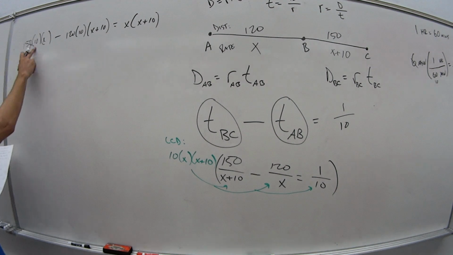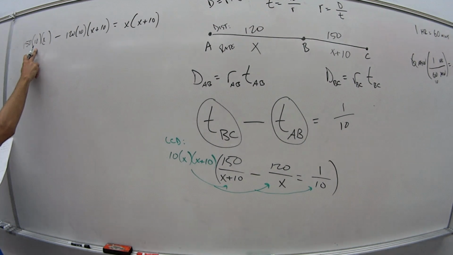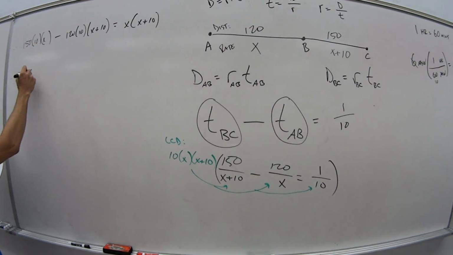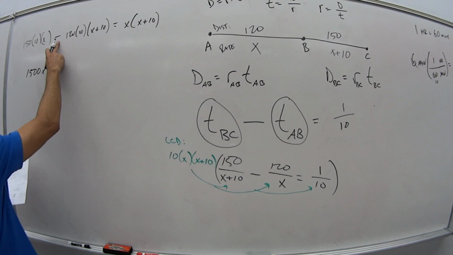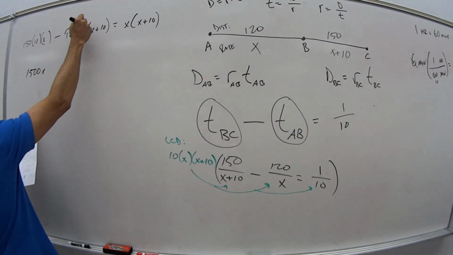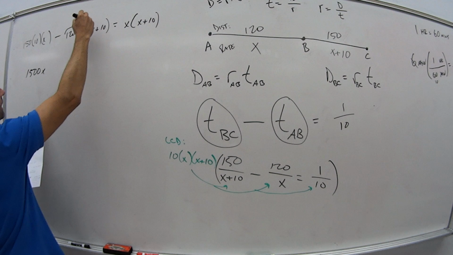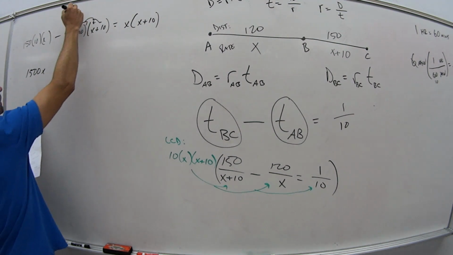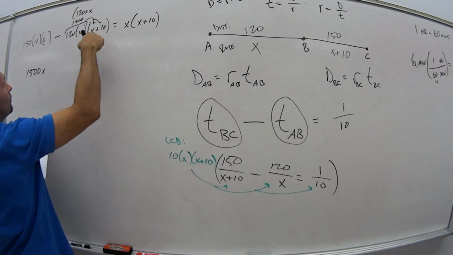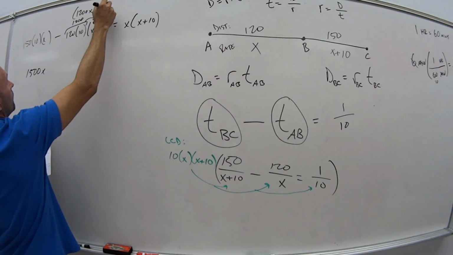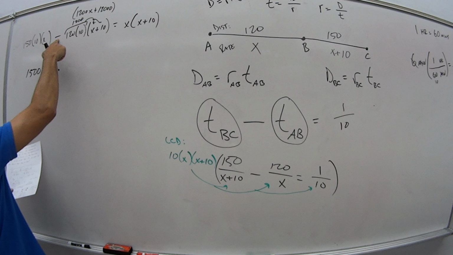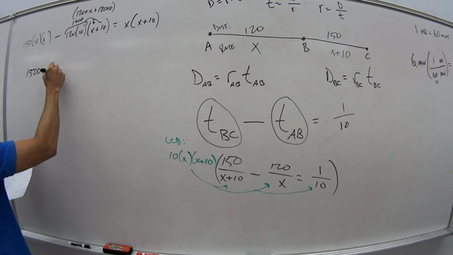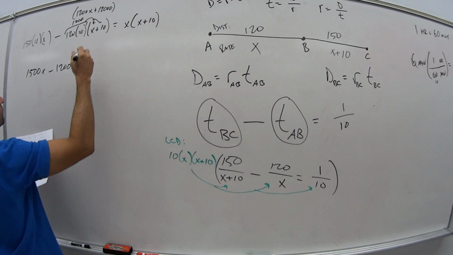So if I do this, I have 150 times 10 is 1500 times x, so I got 1500x. Here I have a minus sign, so what do we have here? This is 1200, and then I have to distribute it to both of these pieces, so that's 1200x plus 12,000, 1200 times 10. And again, it's a minus sign here, so be careful. So minus 1200x minus 12,000.